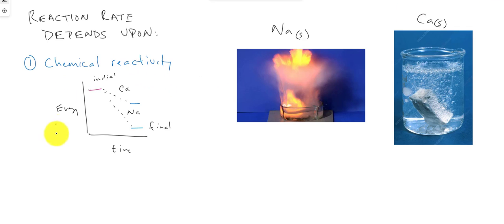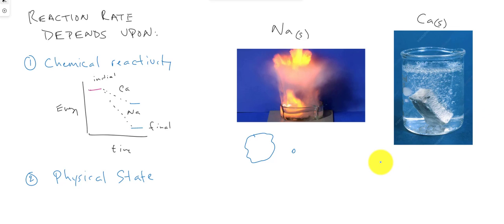If we look at sort of an energy diagram, remember energy is the driving force for all things in the universe. So if energy is a function of time for the calcium and sodium reaction here, the initial states may be the same, but the final state for sodium is much lower than calcium. So the delta energy is a lot bigger. The driving force for this reaction is bigger, which means that it's more reactive and it happens faster.